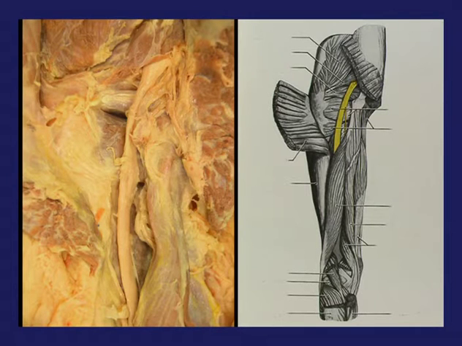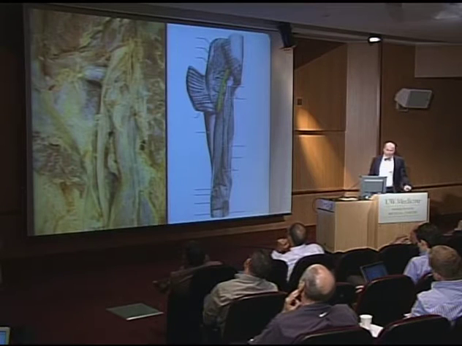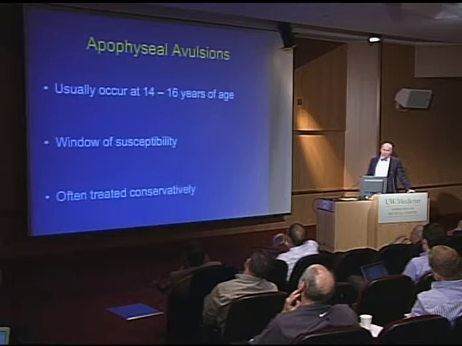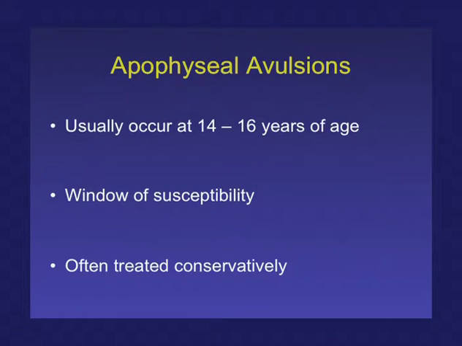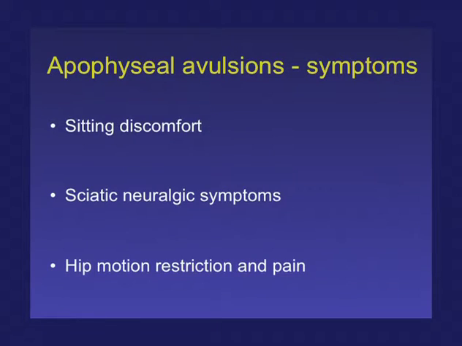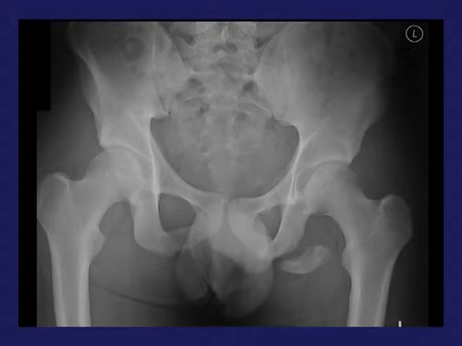So this is the sciatic nerve, and this is the hamstring origin that gets injured in a very specific way. These avulsions are usually at the age of 14 to 16, and it's this window of susceptibility, and often treated conservatively, but they come back later on in life, and their major issues are sitting discomfort. Sometimes they'll have sciatic neuralgic symptoms, and very rarely they'll get actual restriction of hip motion because the apophysis continues to grow. So it gets larger, and because it's not constrained by anything, it gets larger than it normally should be. And so that's the problem when you put these back into place, is that the piece of bone is bigger than it ever should be.